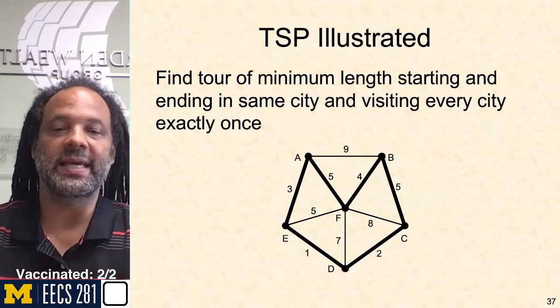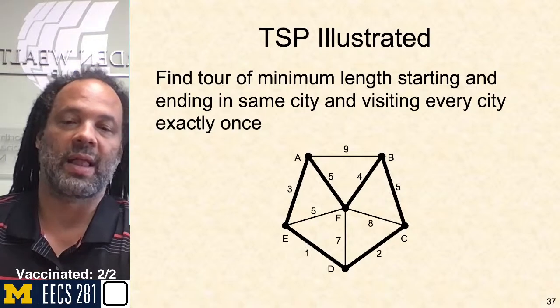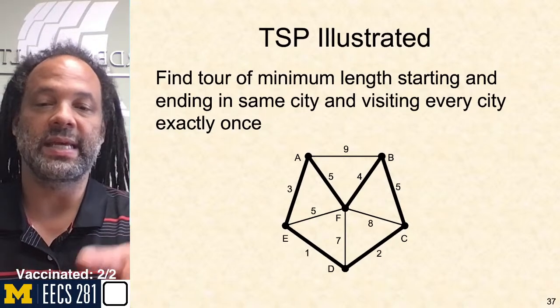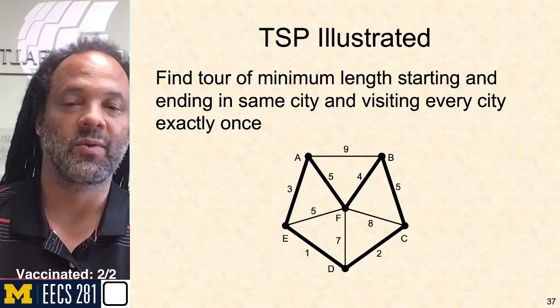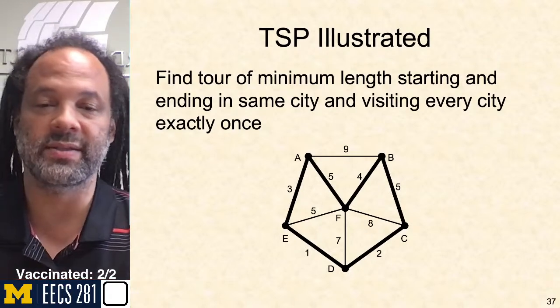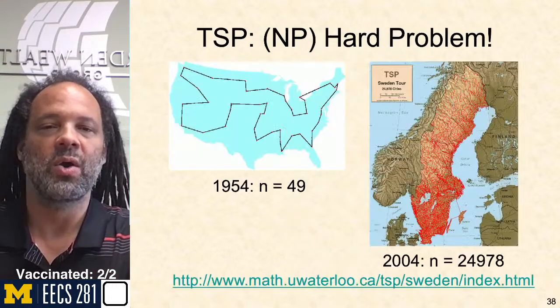It goes A to E to D to C to B to F and then back to A. Or I could go clockwise, A, F, B, C, D, E, A. Same solution. It's just leaving the house going to the east one trip, leaving the house going to the west. All right, so there's the answer. Let's look at how we track this down.